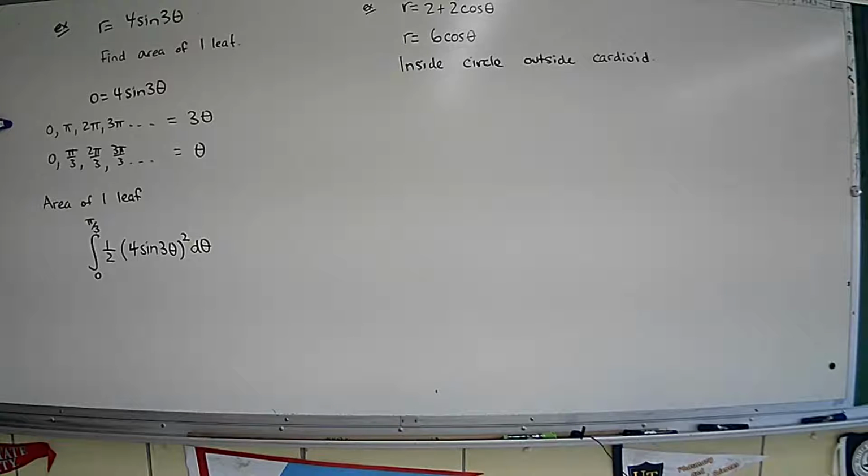Inside the circle and outside the cardioid. So that looks like that moon shape right there. Okay? So where do we start? What's the first thing that you would think that we should do? Find the area of the whole circle.